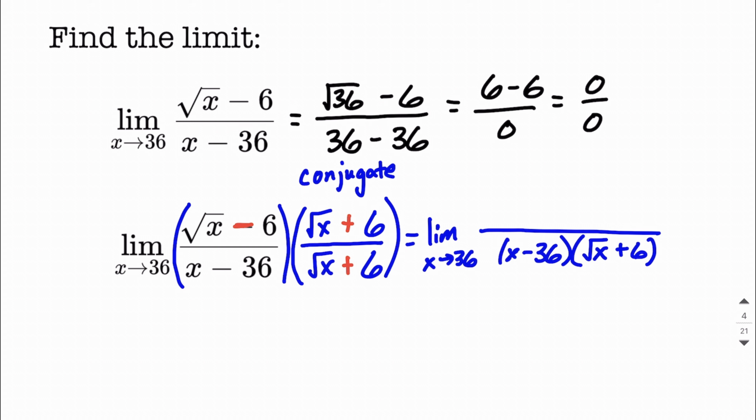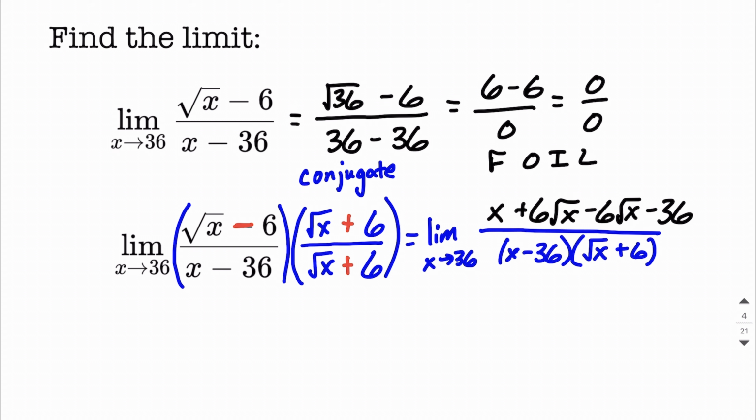Next, multiplying out the numerator, let's think to ourselves basically first, outer, inner, last. Sometimes we use the acronym FOIL or the distributive property to help us out. So the first terms we'd have square root of x times square root of x, which makes just x to the first power. For the outer, we have square root of x times positive 6, which is plus 6 square root of x. For the inner, we have negative 6 times square root of x, which is minus 6 square root of x. And for the last, we have negative 6 times positive 6, which will be negative 36.